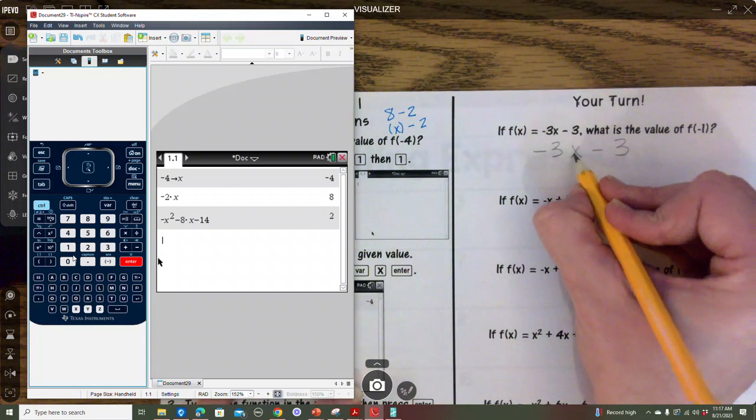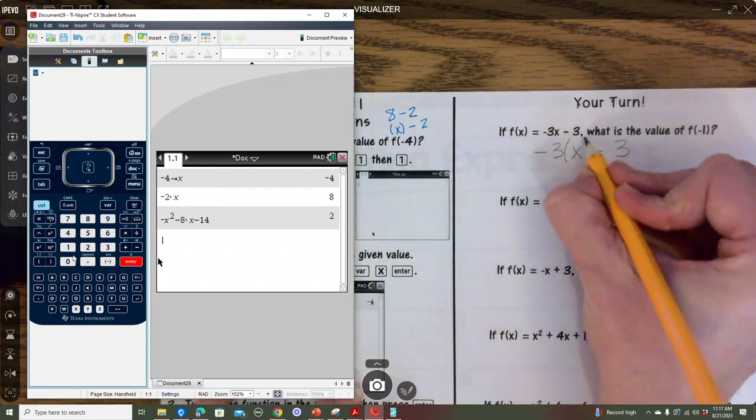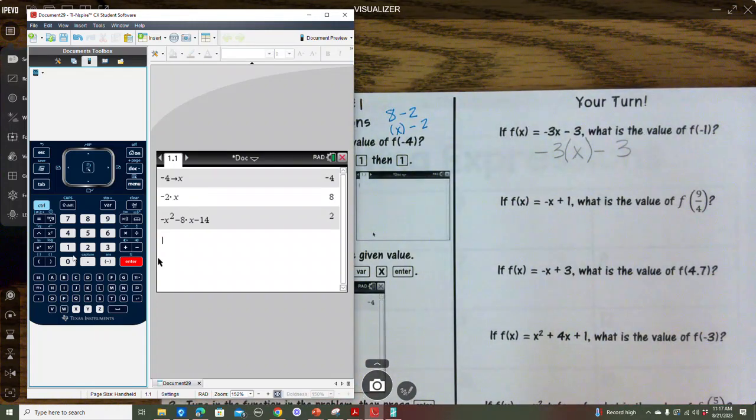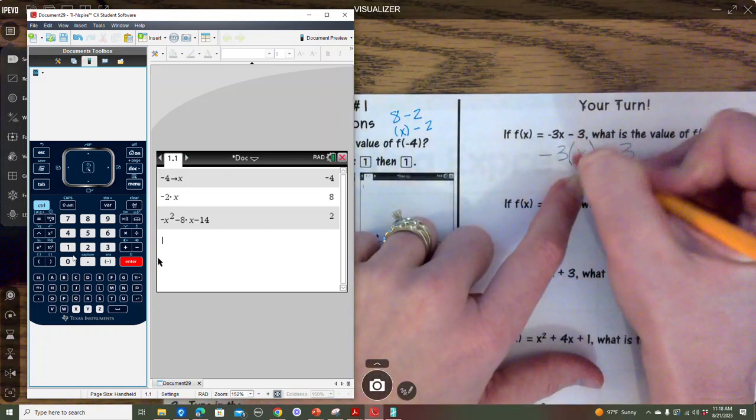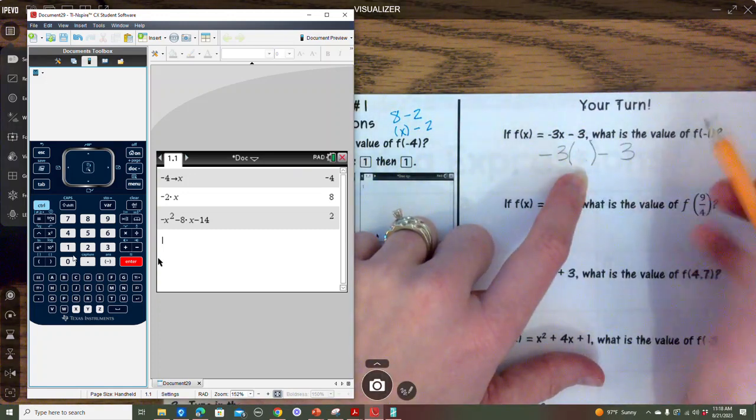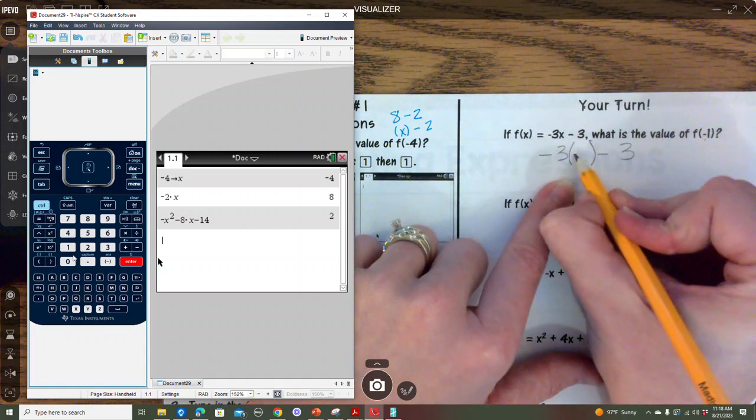Step 2, wherever you see a letter, go put parentheses around it. It's one of those trust me things. The parentheses help the mathematical operations stay intact. If you don't have those parentheses in some situations, the math goes wonky. So it's just rule of thumb, we put them anytime that we see an x. And now we can swap out this x for this negative 1.